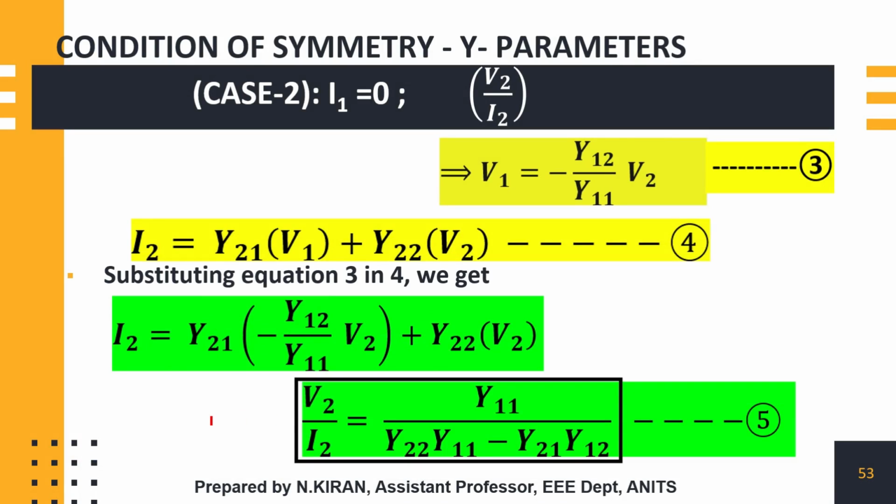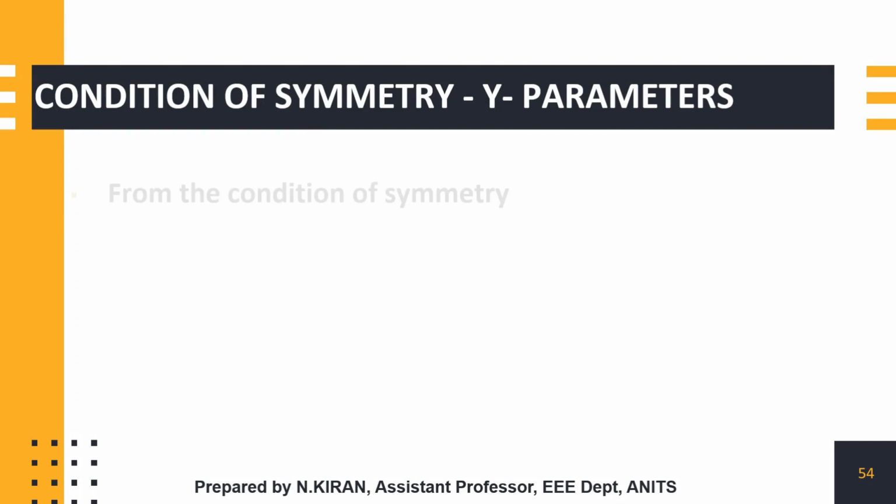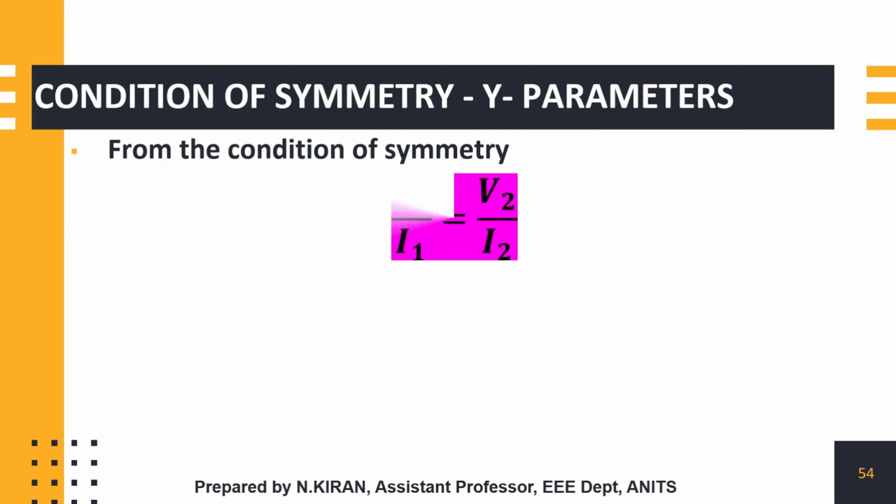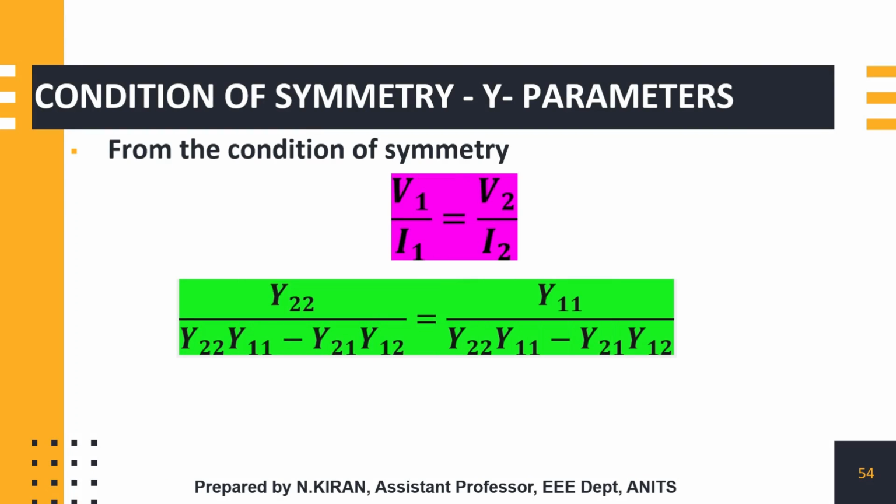So after obtaining the expressions of impedances in both the cases, according to the condition of symmetry, these two ratios should be equal, and hence we can conclude that the condition of symmetry in case of Y parameters is Y11 is equal to Y22.